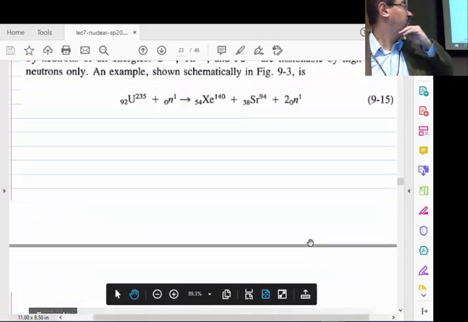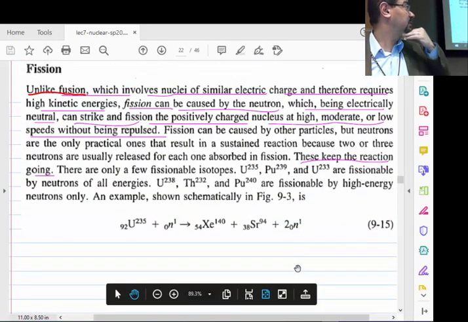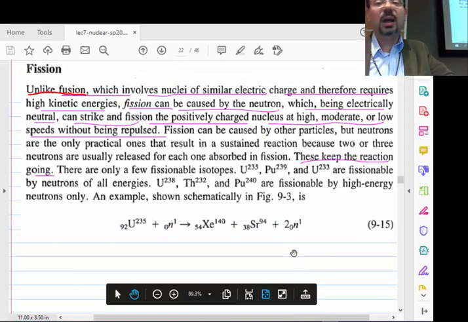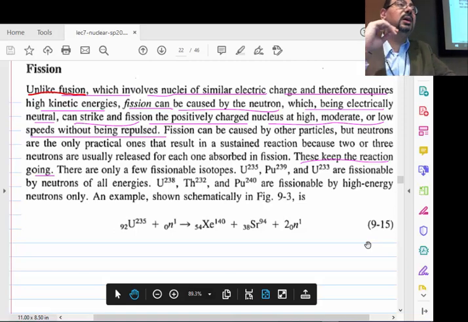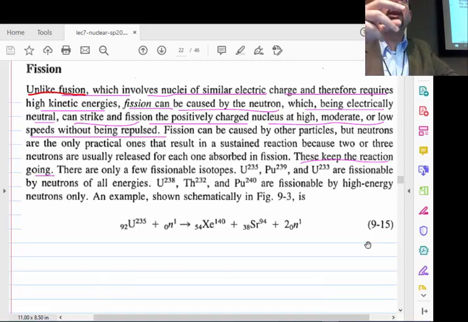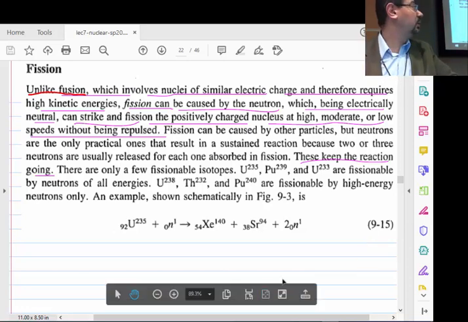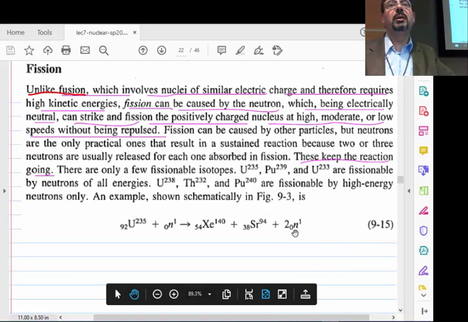And so the first time this actually happened was just before or during the Second World War. They were really interested in making a nuclear bomb, and they wanted to make a chain reaction. But for a nuclear bomb, you don't just want one of them to make it.